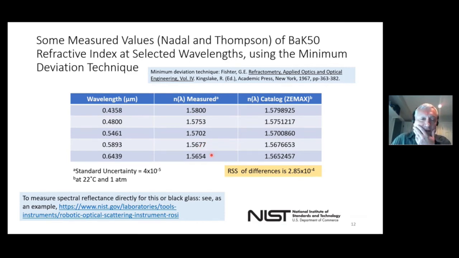But I would say ultimately, for the best accuracy and for your peace of mind, the spectral reflectance, instead of an assumed refractive index, can be measured if you have the ability to do that. And at NIST, we have an instrument that we call ROSI that does have that ability. And I give a link to this if you want to learn more about it, if you desire. Of course, an instrument like that could also measure the spectral reflectance of a black glass too. So if you have an ability to use something like this, it would be very, very good.